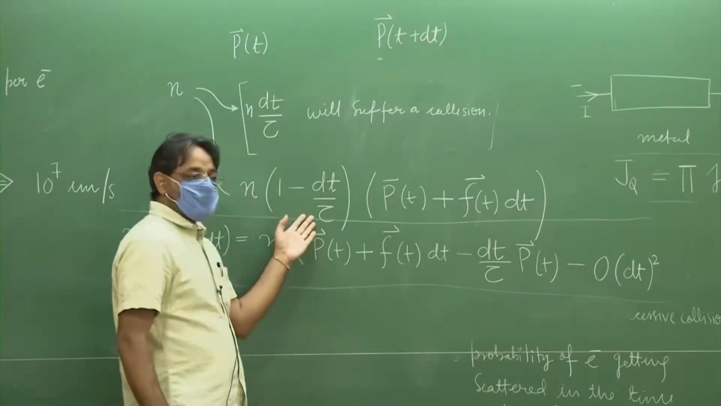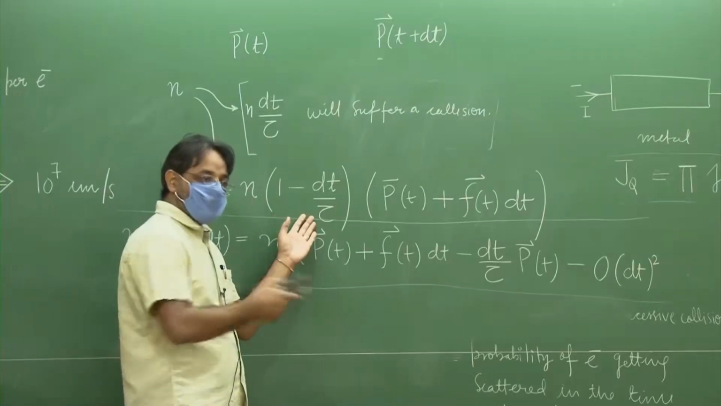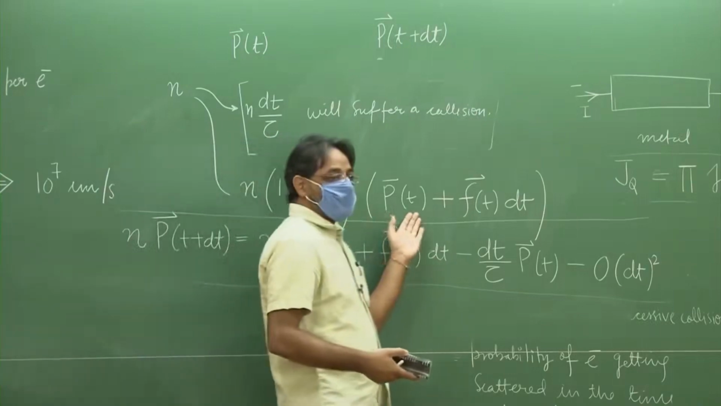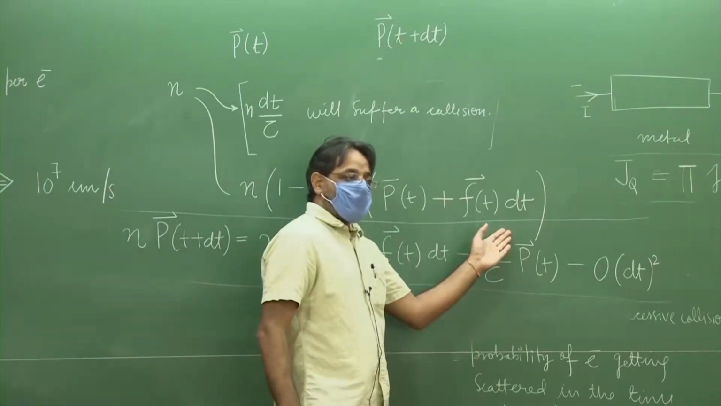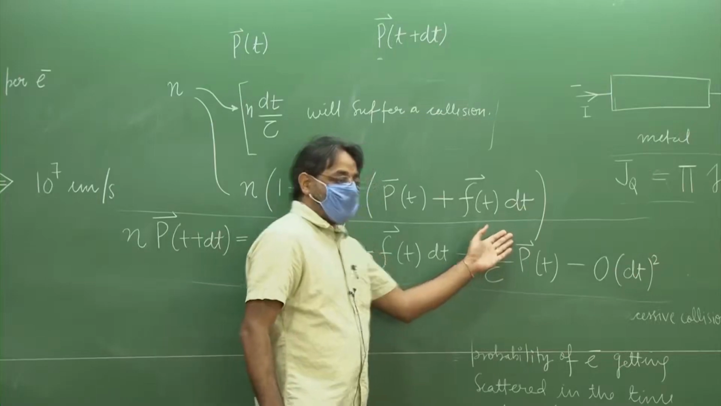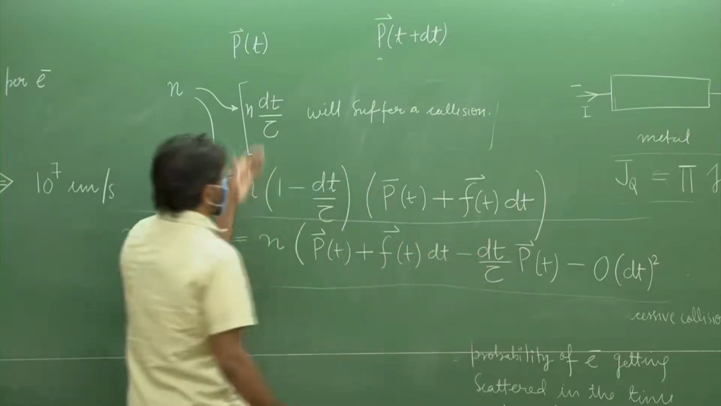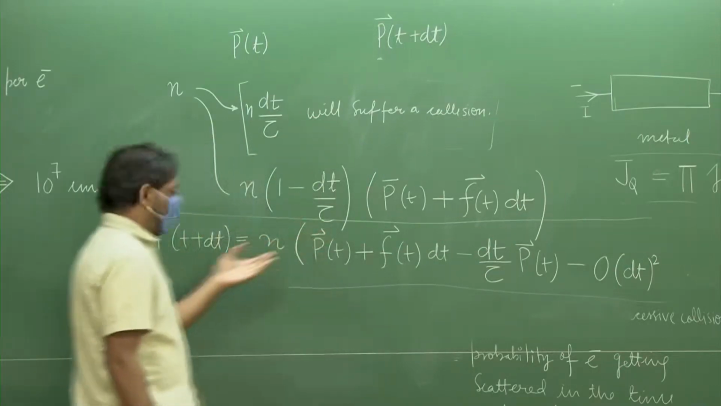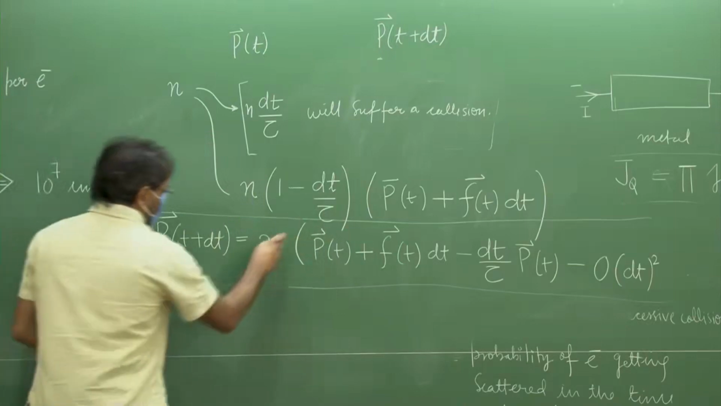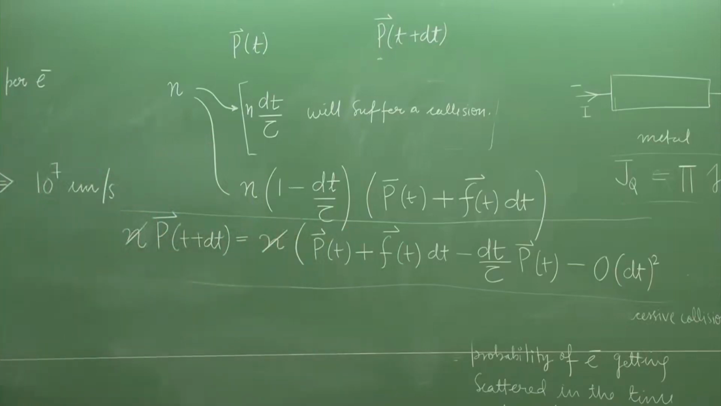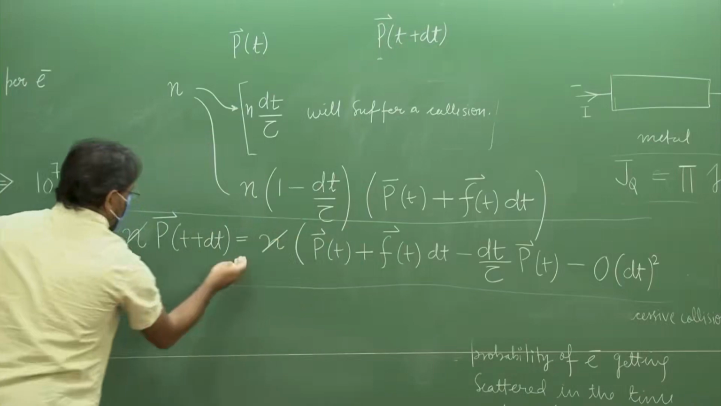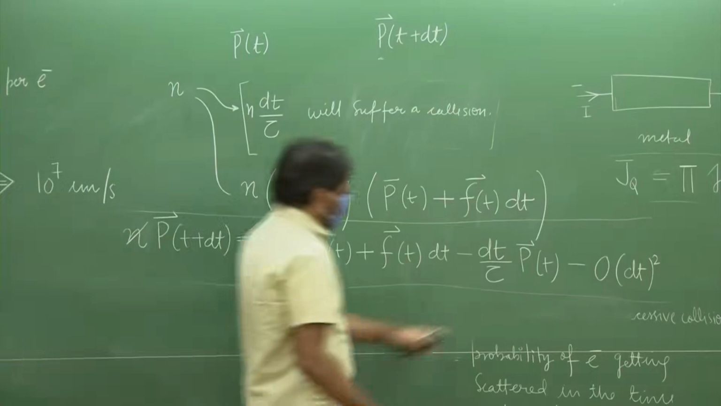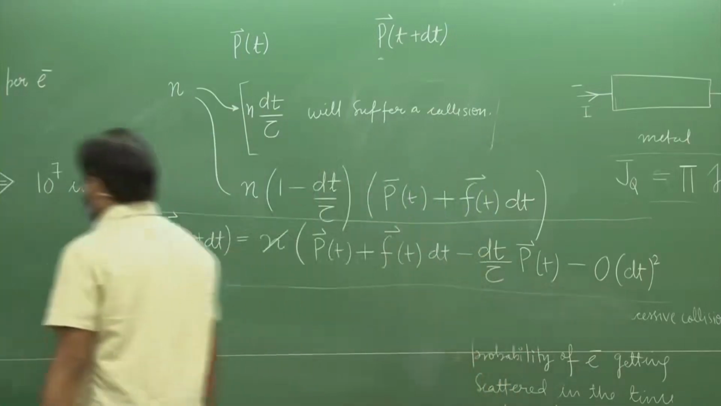This is the fraction that didn't suffer any collision, right? So they just continue moving, and since they continue moving, their net new momentum will be their original momentum plus the momentum that they have acquired because of the force field, right? So the total momentum should be the sum of this and this, but since this is 0, this is the momentum at time t plus dt. So you can cancel this term over here, and you can rearrange this. You can bring this here, divide both sides by dt, and neglect the terms of the order of dt square.